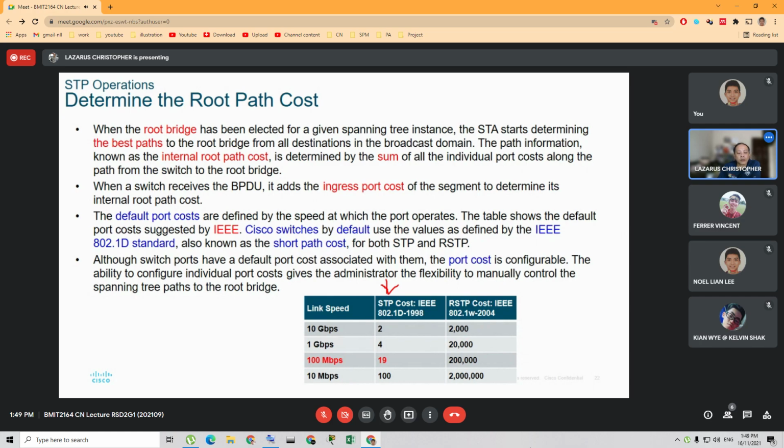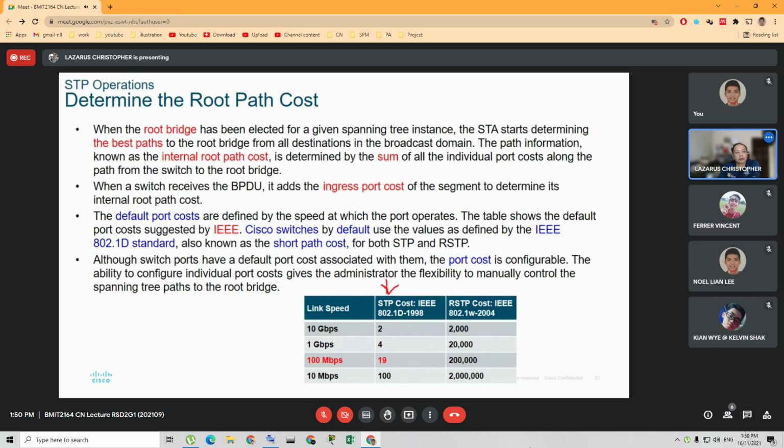So we have 4 variations of link speed here, the fastest being 10 gigabits per second and the slowest being 10 megabits per second. In most general cases, the switch will have 100 megabits per second and 1 gigabit per second, right? So through the assignment of a value, there's a standard way to calculate the root path. The link that can carry the port speed, let's say 1 gigabit per second, will be assigned a value of 4, right?